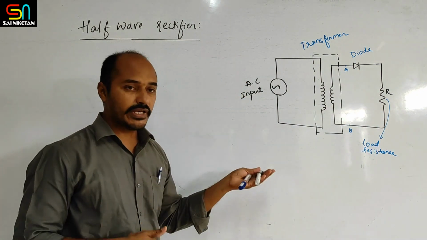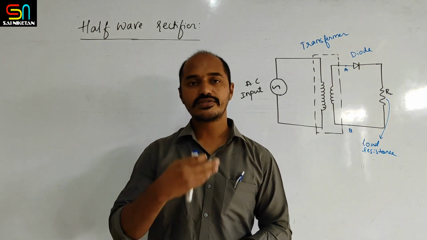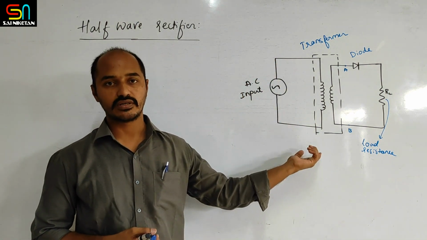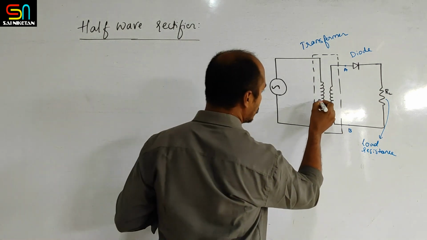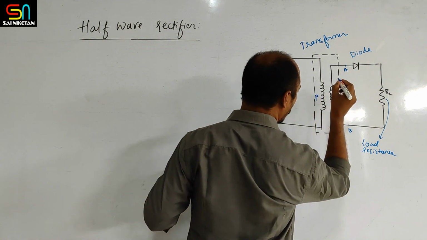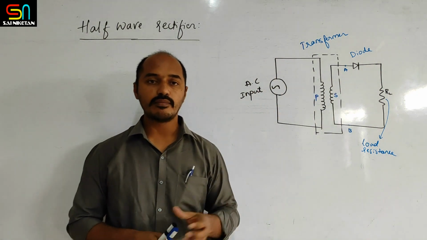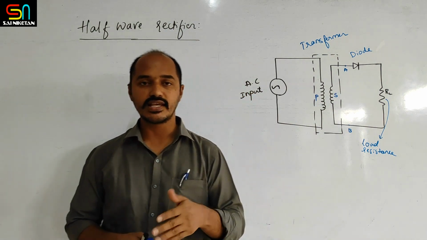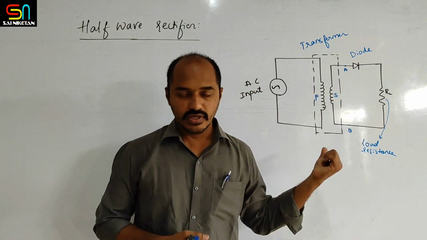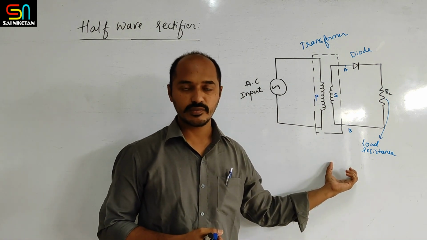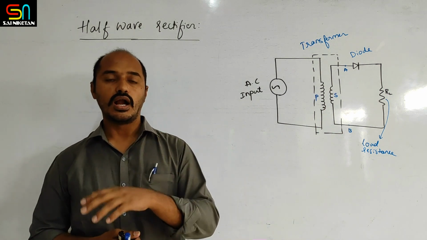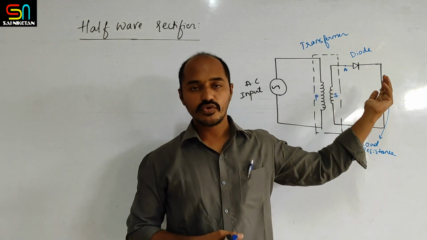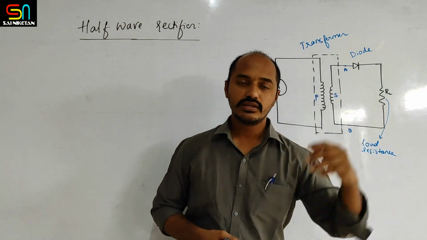So let me first explain the construction. We will start from the transformer. The half wave rectifier consists of a transformer, and this coil we can call the primary coil and this one the secondary coil. Primary coil is connected to the AC source and secondary coil is connected to the diode and load resistance. The secondary coil is connected to a semiconductor diode, which is further connected to the load resistance where we can obtain the output voltage.